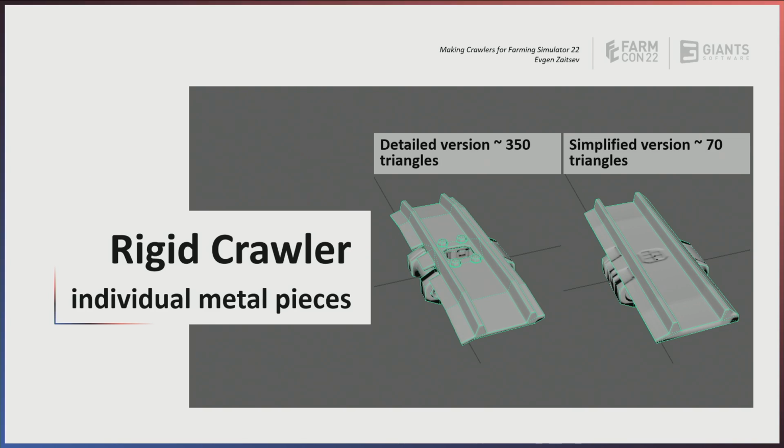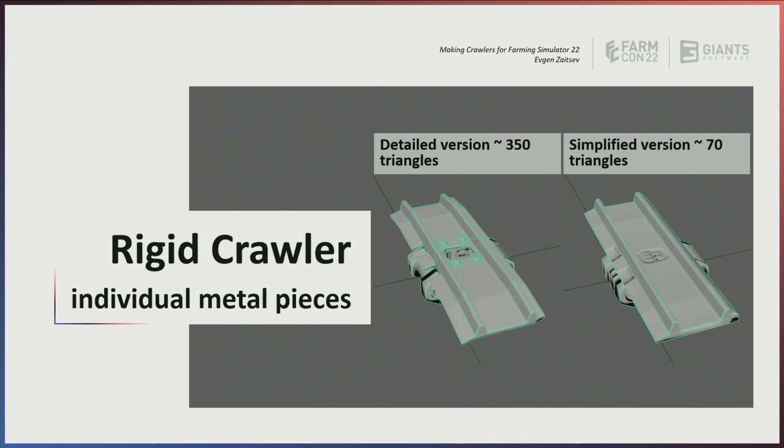We start from the rigid crawlers. It's one piece like this, which is duplicated several times. To make it work correctly and not so heavy, I suggest making two versions of it. One is more detailed and another is less detailed, and after that we will set up an LOD system for it. Usually the detailed version is about 350 triangles and the simplified one is 70 something or 50. If you can make it lower, it's better. We will set up a special system which will switch one model to another based on the distance to the player, to the camera.